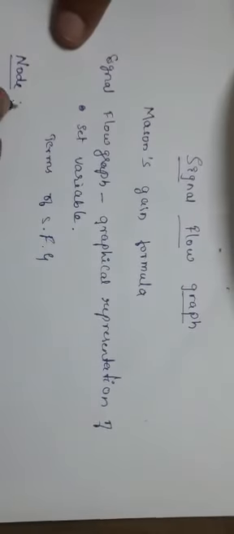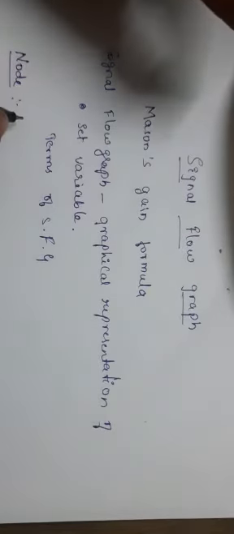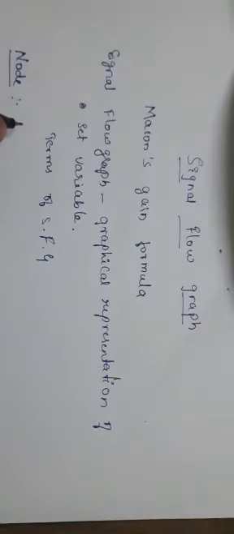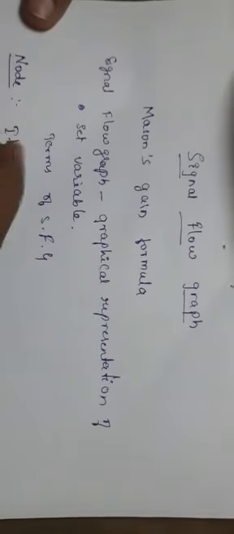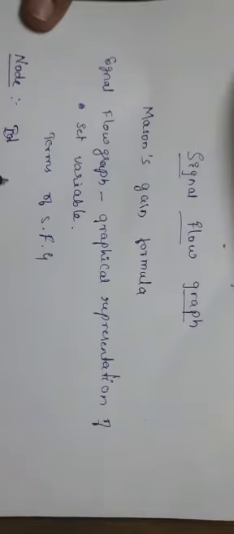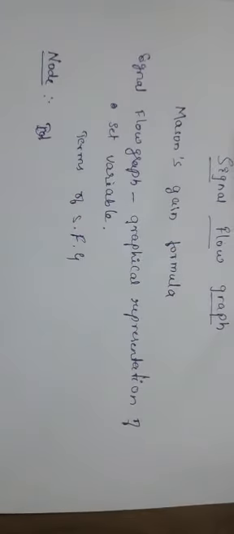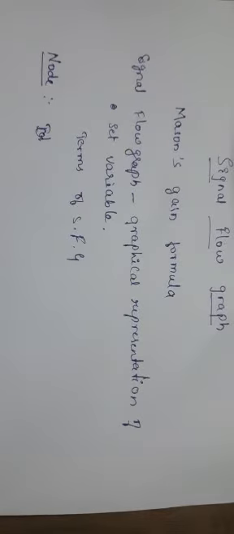The first term is node. A node is a point which represents a system variable, which is equal to the sum of all incoming signals at the node. It is equal to only the sum of incoming signals. The value will not affect the outgoing signals.